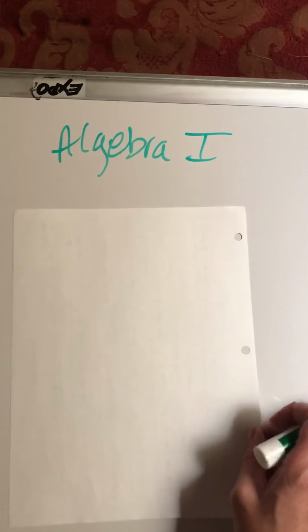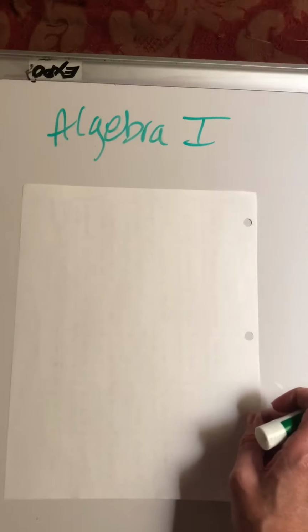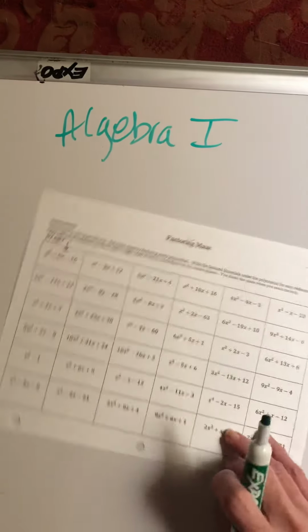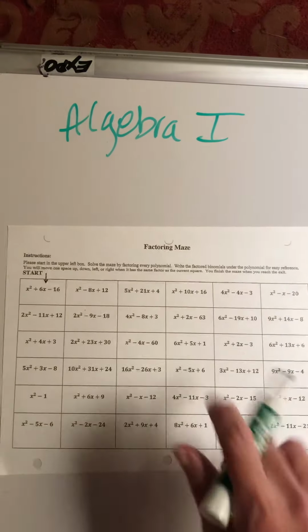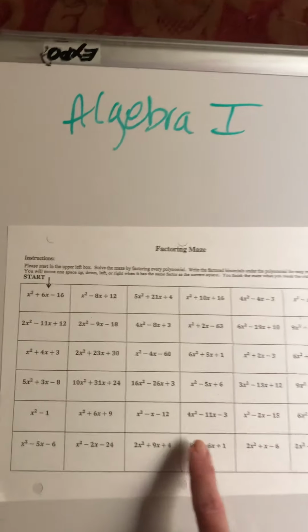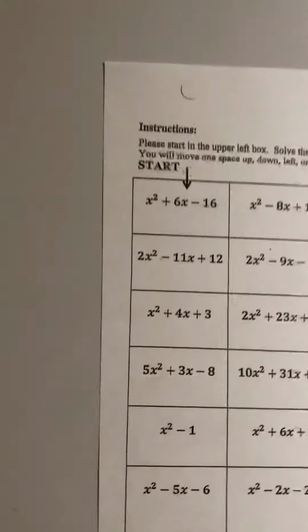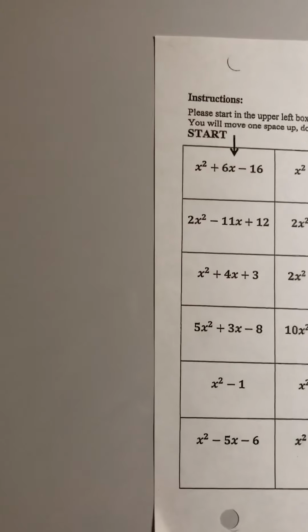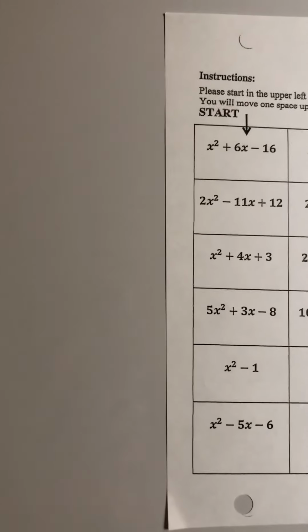The back is going to be blank, so you can show your work on the back, or you can show your work on a separate sheet of paper, but you've got to show your work, and then you've got to put the answers on the worksheet, okay? So first I'm going to show you how a few of them work just to remind you how to factor, and then I'm going to show you how you're going to work the maze.